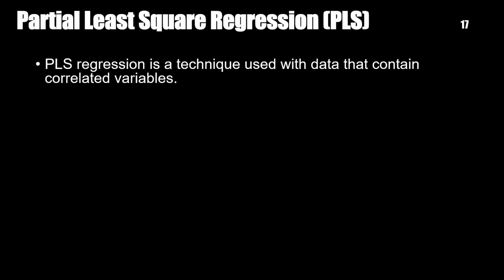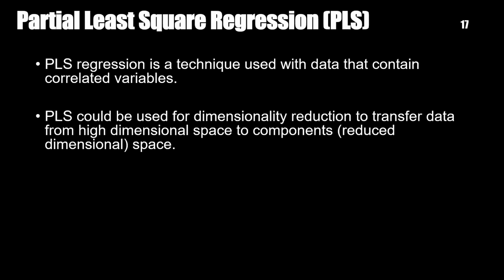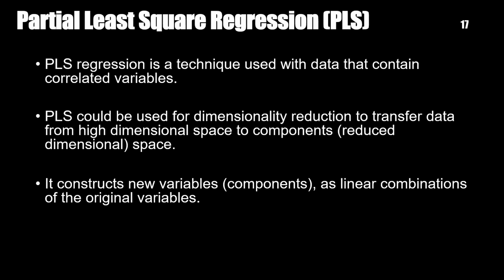Let me very briefly talk about PLS, the partial least squares regression. And also, I will talk about the three machine learning methods that I have used before I share my results. So PLS regression is a technique used with data that have correlated variables. What it does is transform the data set to a high dimensional space, and it reduces the dimension by considering their linear combinations.